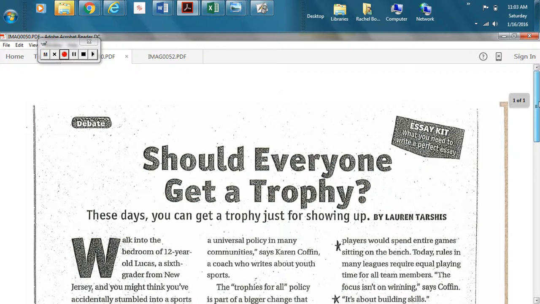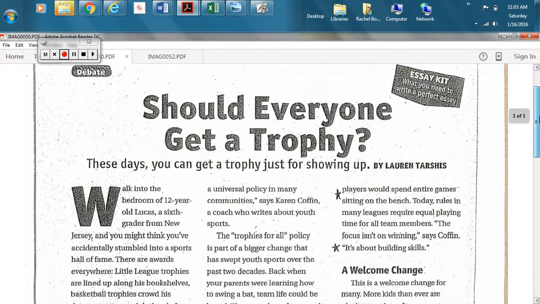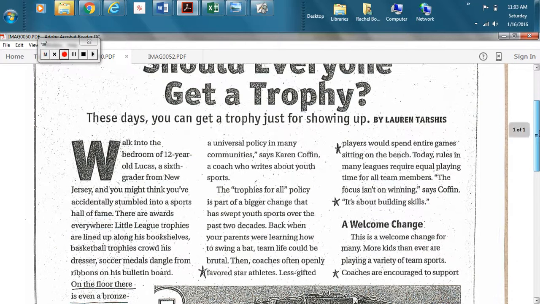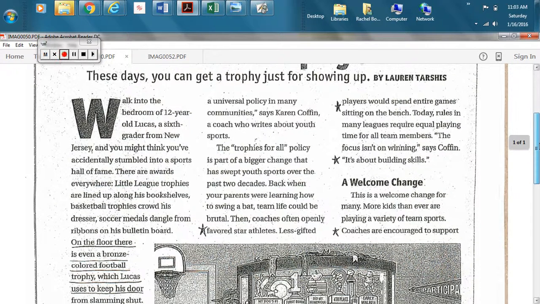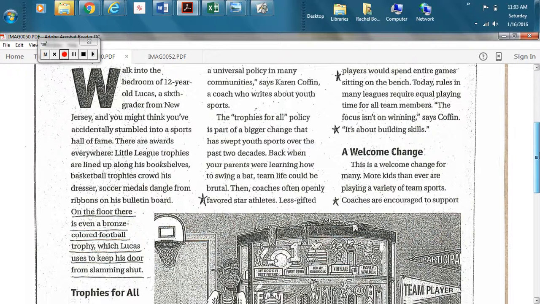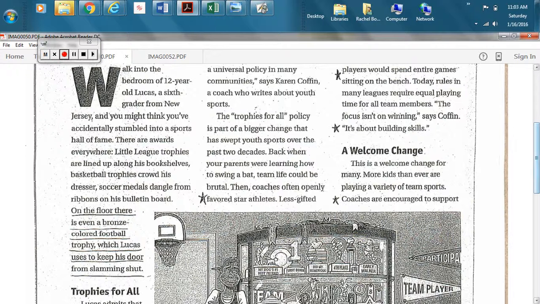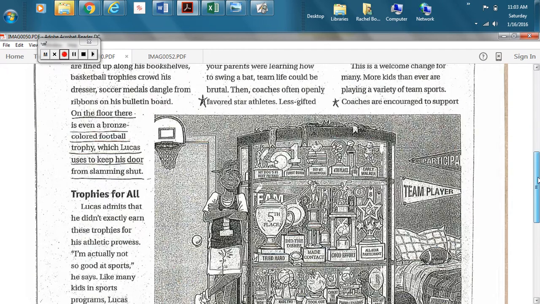So we took this text, and as we read it, we underlined things that went with what we thought. So, for example, we underlined "on the floor is even a bronze-colored football trophy which Lucas uses to keep his door from slamming shut." And the students chose to underline that because this points out that if a trophy is being used as a doorstop, it obviously doesn't hold that much meaning for him anymore.